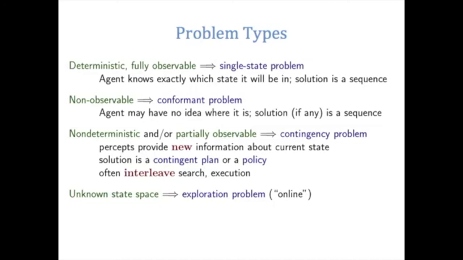And here we can often interleave search and execution. That is, we search, then execute, get some new information, redo the search, execute again, and so forth. And finally, we've got an unknown state space, which we can call an exploration problem. And we've already called that online. In other words, we don't know what the states are to start with. And every time we take an action, we find ourselves in a new state, and we have to replan.